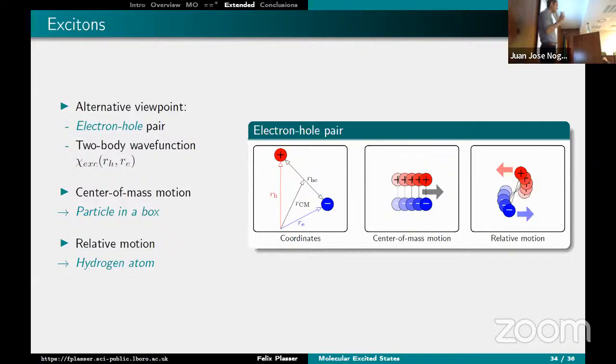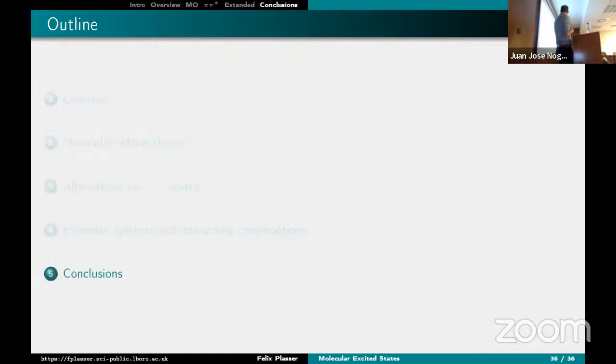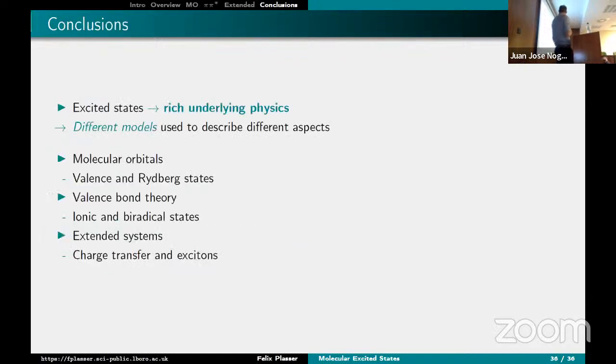Yeah, so in the second talk, I'll show you a bit more how we can connect this to quantum chemistry. So again, the conclusion of this first talk is that we have rich underlying physics for excited states, and we shouldn't just plot a few orbitals and then say, okay, we're done. There are different models that we can use. We can talk about molecular orbitals, where we talk about valence and Rydberg states, valence bond theory, where we talk about ionic and biradical states, and then for extended systems, charge transfer and excitons. So yeah, thank you. This is my first talk.